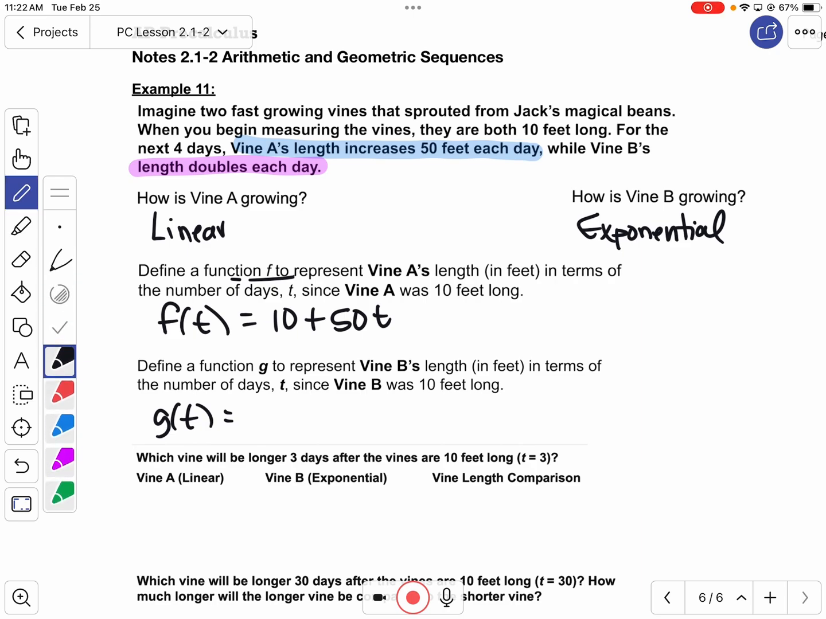So if it's doubling each day, if it's exponential, what would that look like? Yep, 10 times 2. We're using t's, so to the t.